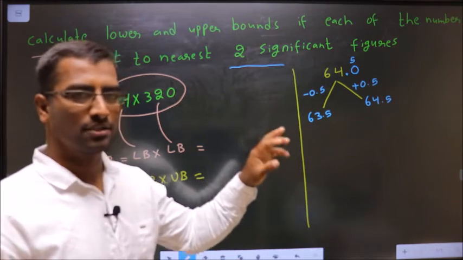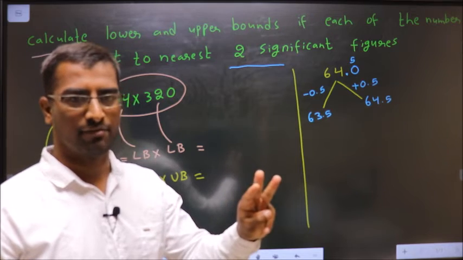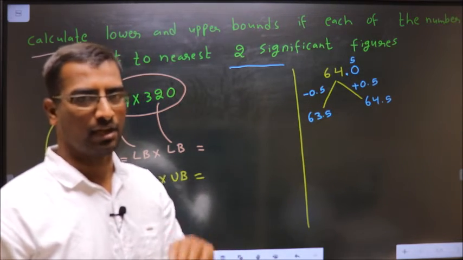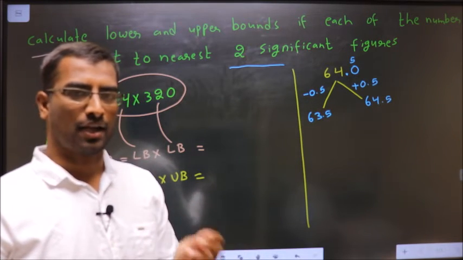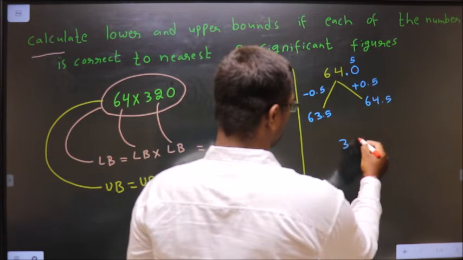It's correct to the nearest two significant figures, meaning earlier there were three significant figures. So now you should make this two into three significant figures. And how do we do that? In this way. Now the next number is 320.